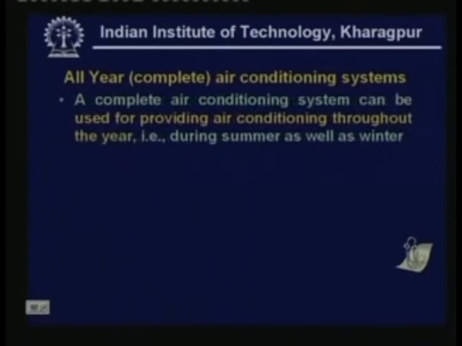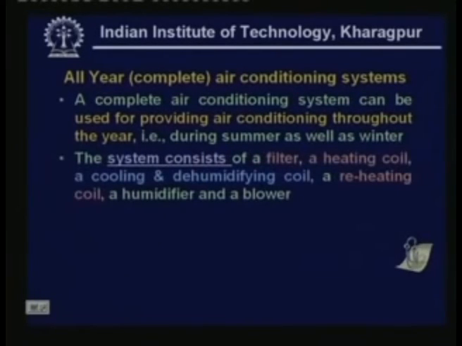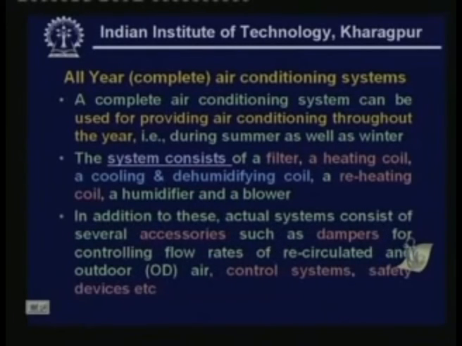Now, let us look at an all year or complete air conditioning system. A complete air conditioning system can be used for providing air conditioning throughout the year, that means during summer as well as winter. The system consists of a filter, a heating coil, a cooling and dehumidification coil, a reheating coil, a humidifier and a blower. In addition to these, actual systems consist of several accessories such as dampers for controlling flow rates of recirculated and outdoor air, control systems, safety devices, etc.